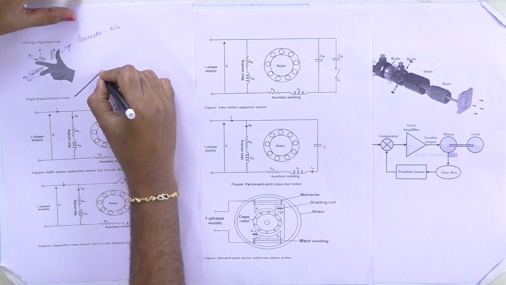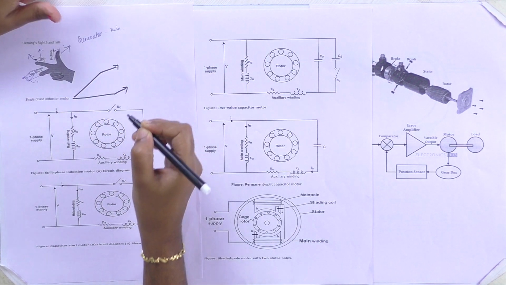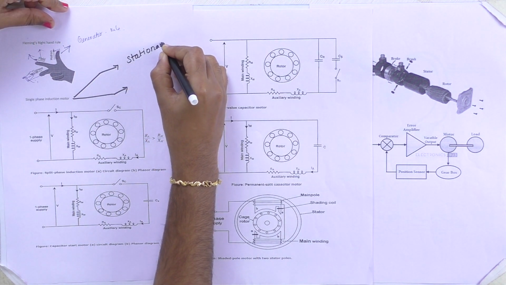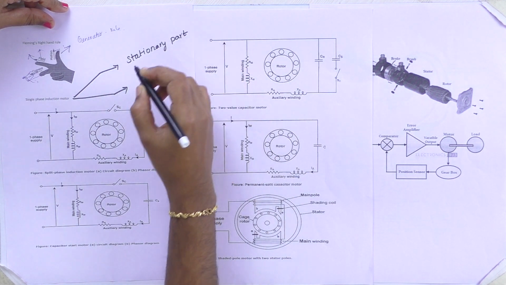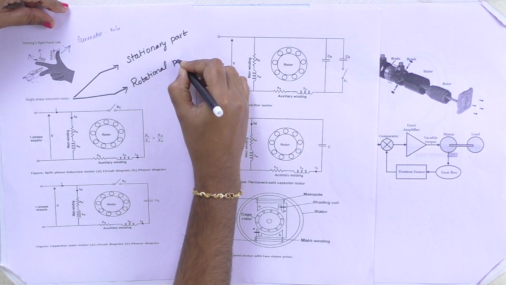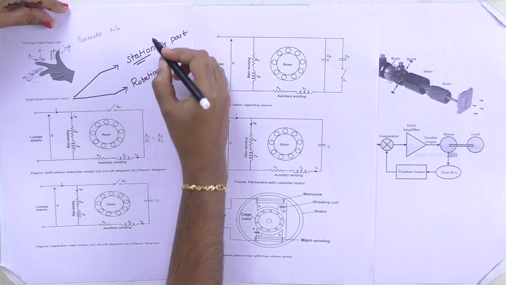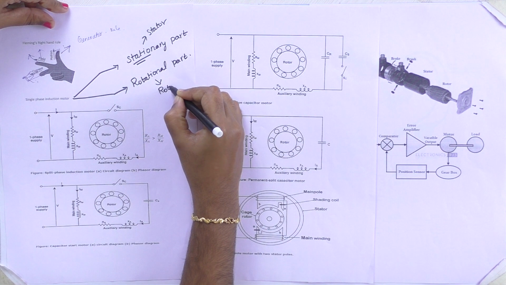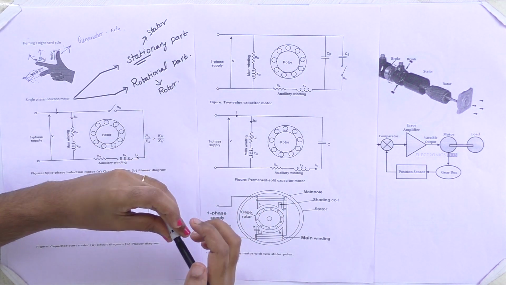The construction of the single phase induction motor is similar to that of three phase motors. Three phase motors and single phase motors have the same type of construction. It has a stationary part and a rotational part. The stationary part is called the stator and the rotational part is called the rotor, the same as in a DC machine.